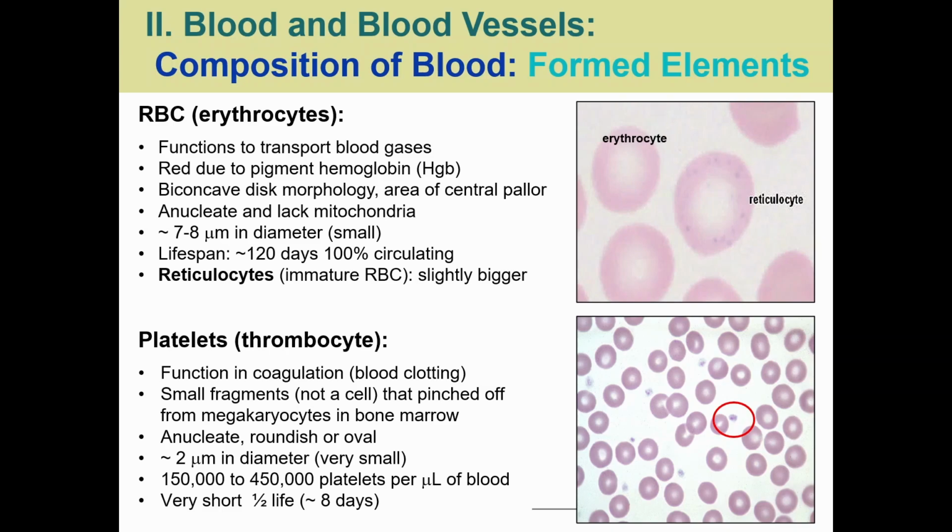Platelets are even smaller. They're very, very small. These are actually not entire cells. They're fragments of cells called megakaryocytes. So megakaryocytes in the bone marrow will actually pinch pieces of themselves off. And so the platelets are those pieces that have been pinched off. Because they're not an entire cell, they also do not have a nucleus. They're very, very tiny. And we have tons of these, right? Tons and tons of these. We're looking at thousands of them per microliter of blood.